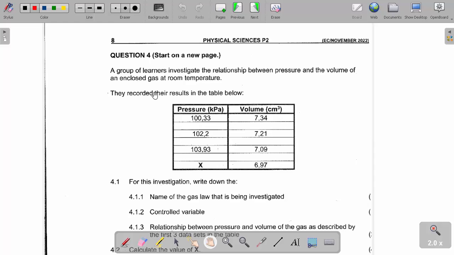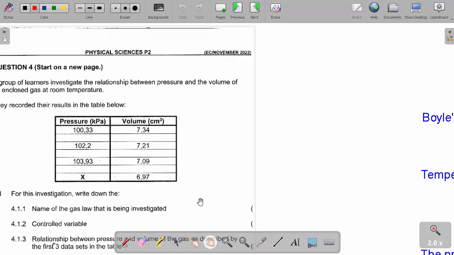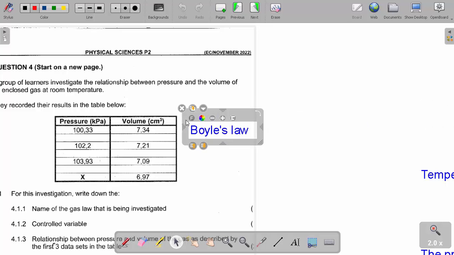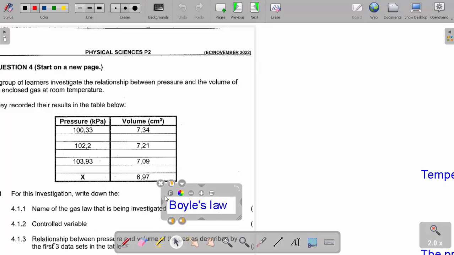Question 4. A group of learners investigated the relation between pressure and the volume of an enclosed gas at room temperature. They recorded their results in the table below. This is pressure in kilopascals, volume, and then they say, for this investigation, write down the name of the gas law that is being investigated. Now the gas law which relates pressure and the volume at constant temperature is called what? It's called Boyle's law. So our answer there is Boyle's law. Hope we are together in this case.